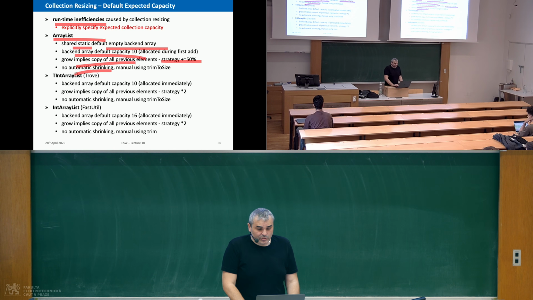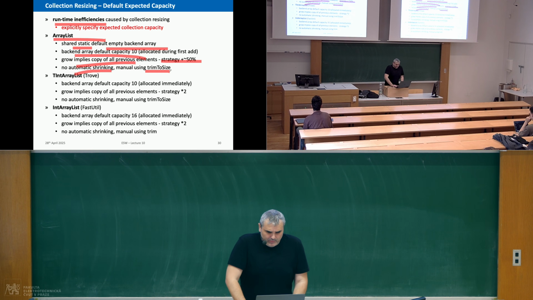It doesn't contain shrinking. If you remove elements after you inserted, for example, 1 million elements, it will not decrease the backend array size, so it still consumes the memory. You have to call trimToSize to shrink the backend array and copy the remaining elements back to the original backend array. So those are the two problems behind it.